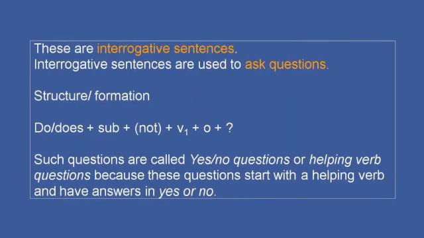These are interrogative sentences. Interrogative sentences are used to ask questions. The structure or formation of interrogative sentences is: do or does, then subject, then not if it is there, then first form of verb, then object, and then question mark.